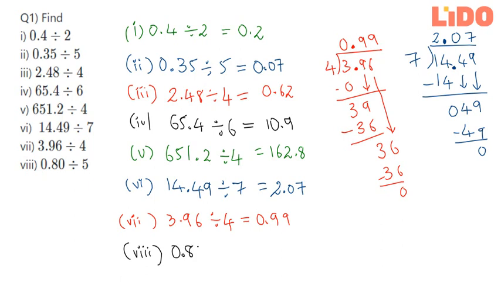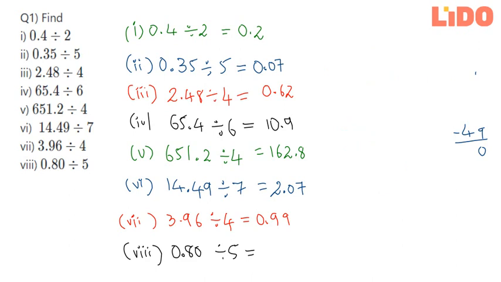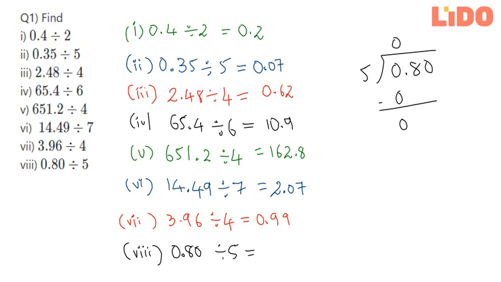The last problem we are going to solve is 0.80 divided by 5. Let me clear out the working column so we can solve this. 0.80 divided by 5. We know that 5 zeros are 0. So that is that, and then since there's a decimal point here, I'm going to put a decimal point here.